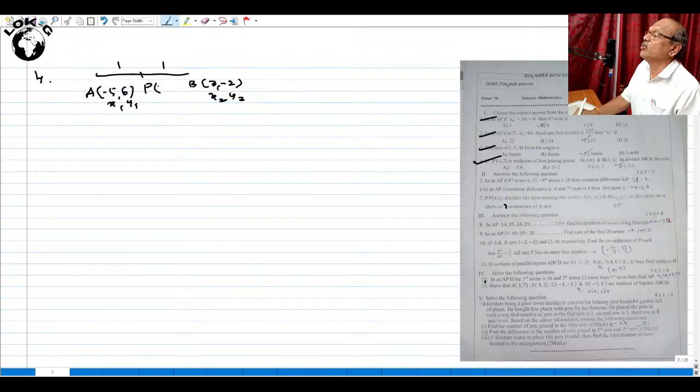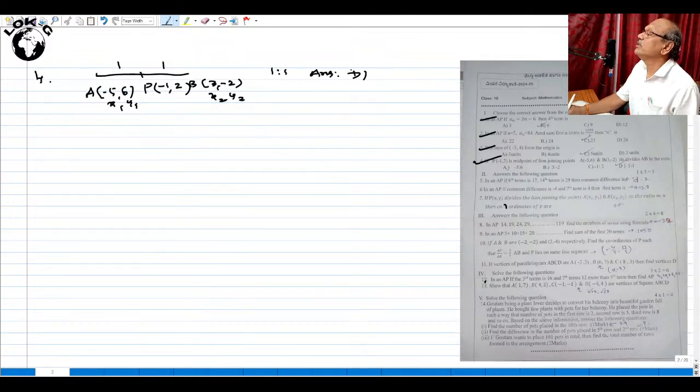Minus 5 plus 3 upon 2 is minus 1. And 6 minus 2 is 4, upon 2 is 2. Yes, you are given P (-1, 2). Then the ratio in which P divides will be the option D. The correct answer is 1:1. Thus, we completed the first part of it. Let us move on to the second part.